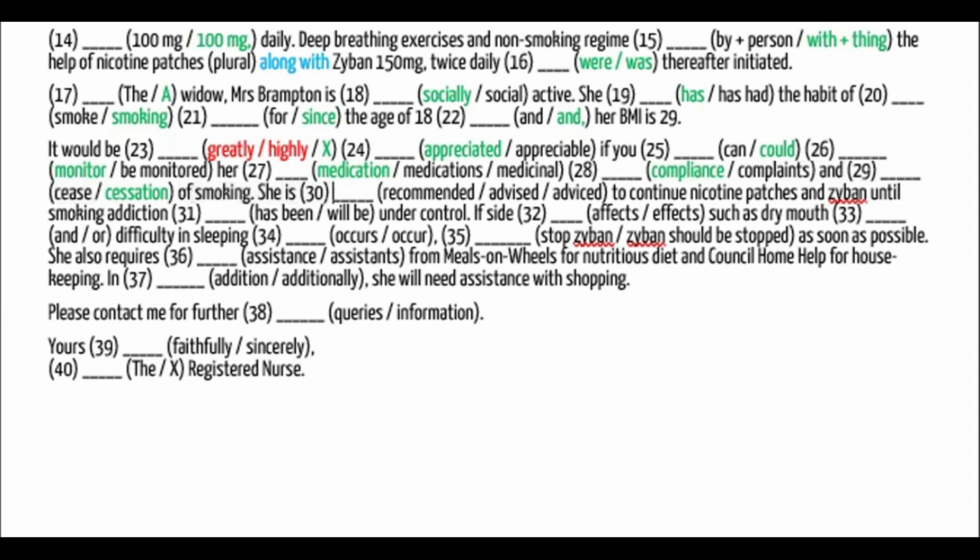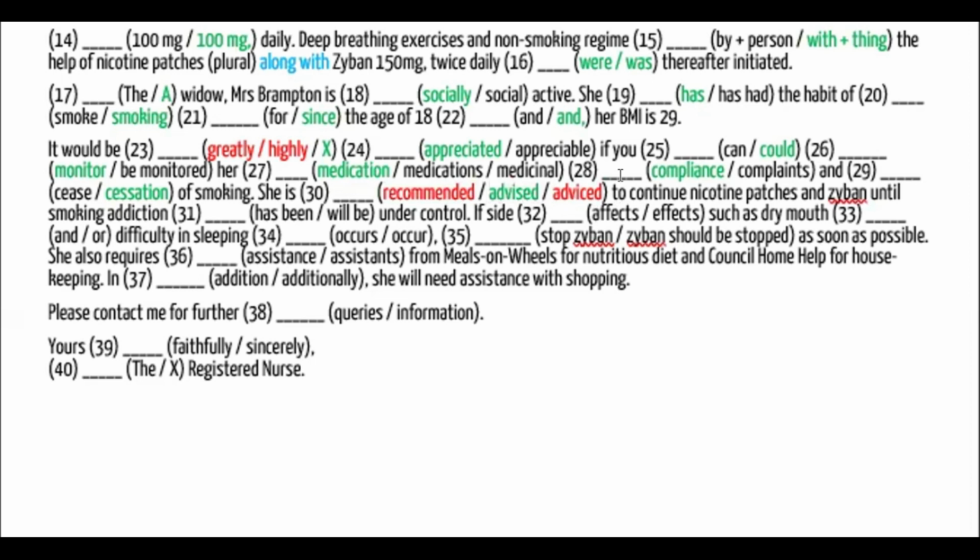She is recommended, advised, or advised. You know that we can never write "adviced". This is completely wrong, because if you are writing the verb form, the ed form, we can never write C. C is only for the noun advice. Recommended is also wrong. We can never say she is recommended. She is advised. Advised is the only one. She is or she has been advised. Both of them are completely fine.